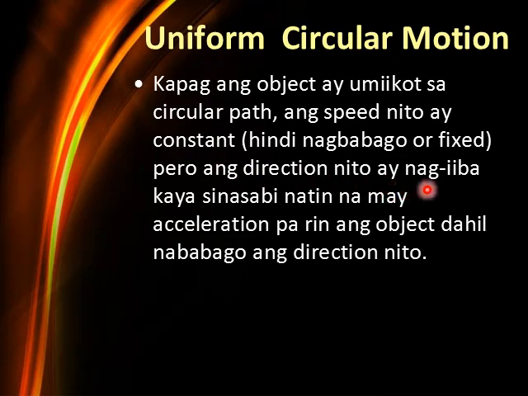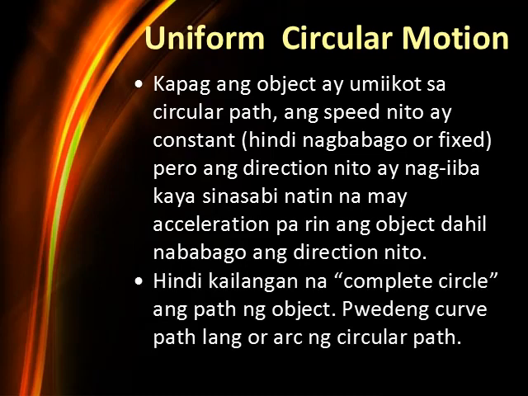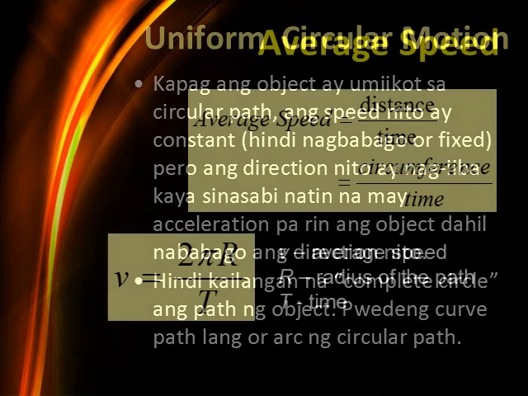Pero ang direction nito ay nag-iiba. So, di ba? Nag-iiba naman talaga siya. Kasi kapag paikot, di ba, every time na nagtuturn ka, nag-iiba din yung direction mo. Kaya masasabi natin na may acceleration pa rin ang object. Bakit? Kasi nagbabago ang direction ng object mo. Okay? Kapag naglalakad ka sa paikot na path, kahit na constant ang iyong speed. So, hindi kailangan na makomplete ang circle ng path ng isang object. So, pwedeng curve path lang or arc ng isang circular path. Pwede pa rin natin sabihin that the object is under uniform circular motion.